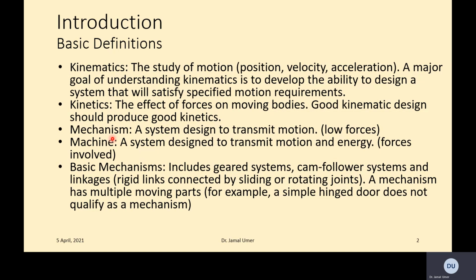These are the more widely reported definitions, so it could vary from book to book. The ones I have listed in this lecture are more fundamental, to make the definitions simpler. The basic mechanism includes, for example, a gear system, a cam follower system, and linkages. These are rigid links connected by sliding or rotating joints. We will study joints in this lecture as well, and go through them one by one later on. A mechanism has multiple moving parts. For example, a simple hinged door does not qualify as a mechanism. Just make sure you follow this. The mechanism has multiple parts, so it's not a simple single part.